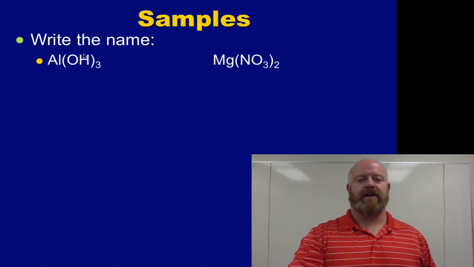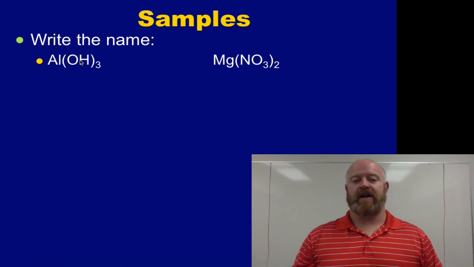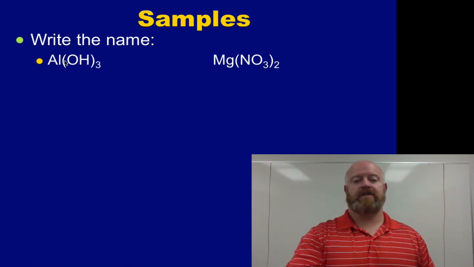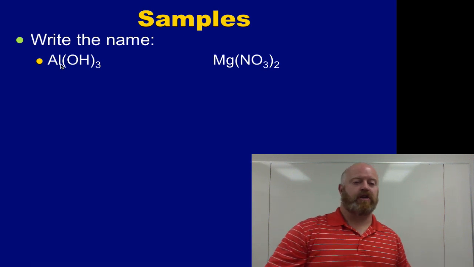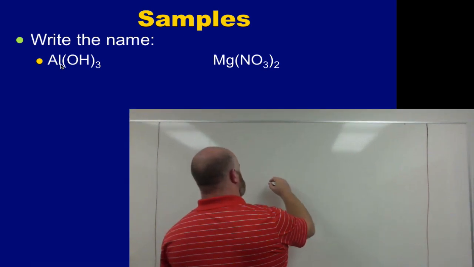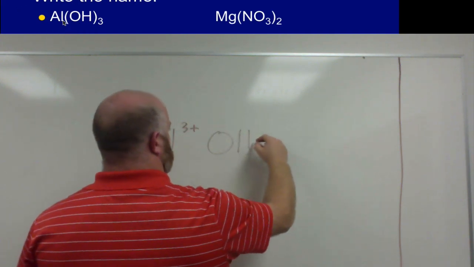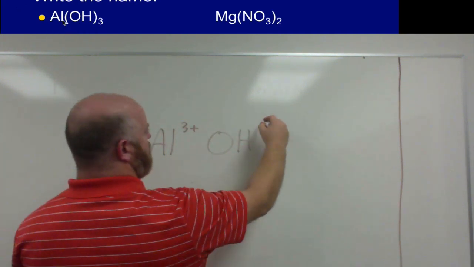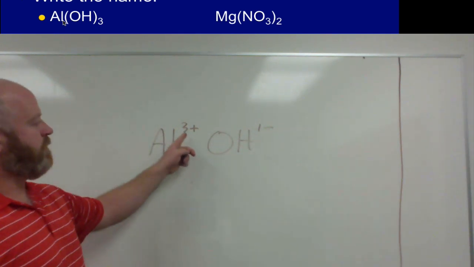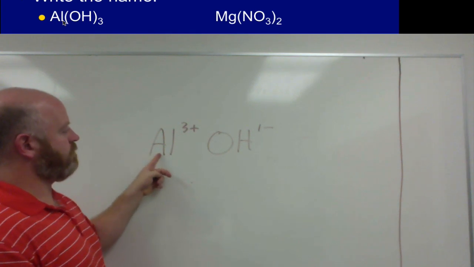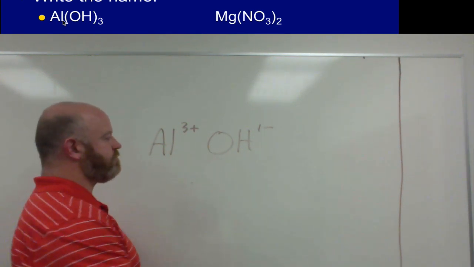And aluminum is bonded to OH. Now, if we need more than one OH to balance out our charges here, we need to identify that and use a subscript to say how many OHs we need. Well, in this case, because aluminum has a 3+ charge, and the hydroxide ion together has a 1- charge, to balance this out from yesterday, we know that we need to have 1 aluminum and 3 hydroxides.